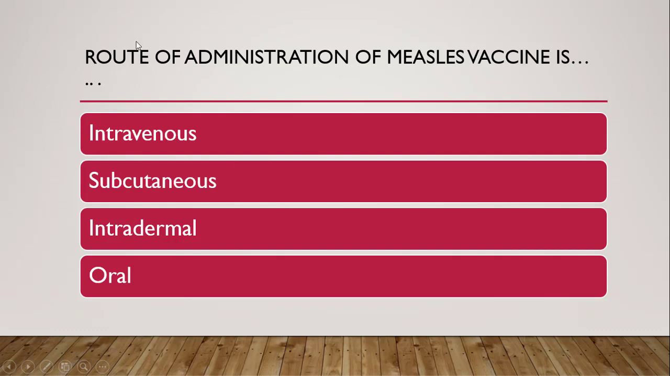Next question is, route of administration of measles vaccine is dash. Whether it is intravenous route, subcutaneous route, intradermal route, or oral route. The correct answer is subcutaneous route. Measles vaccine can be administered by subcutaneous route.